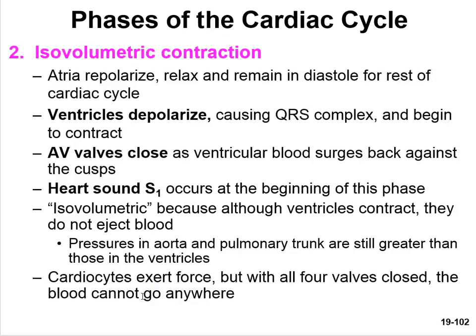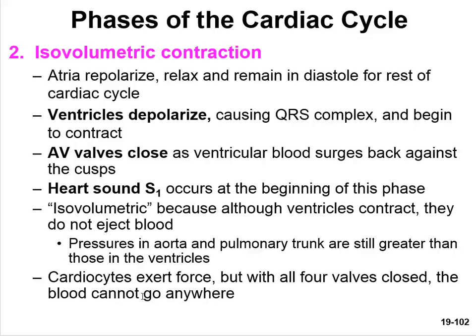Then there's the isovolumetric contraction. This is when the atria repolarize and relax, and then remain in diastole or relaxation for the rest of the cardiac cycle. So the ventricles depolarize, that's that QRS complex. They begin to contract. The AV valves close as the ventricular blood surges back against those cusps. But if our valves are working right, then we won't get any backflow. Here's where we'd hear that first sound, the S1 sound, with the slamming of those AV valves shut.